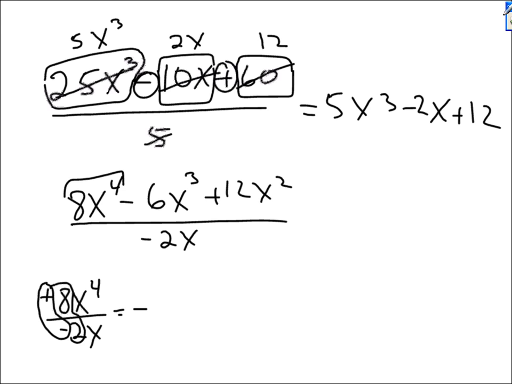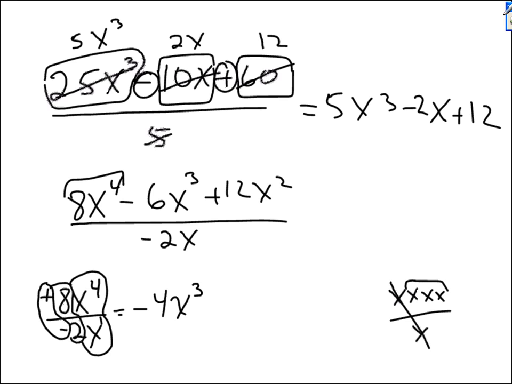8 divided by 2 is 4. And x to the 4 divided by an x to the 1, that leaves x cubed. X to the 4 means you have 4 x's, in this case in the numerator, and you have x in the denominator. One of them cancels out, so you have 3 x's left, which is x cubed. So that's one piece of the answer, minus 4x cubed.